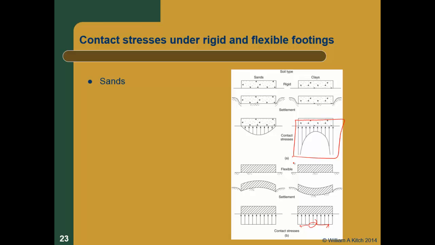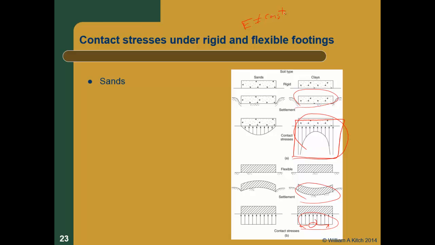Okay, so that's what happens with a clay, which is a linear elastic material. So we have a constant modulus. If we have a flexible footing, we're going to have uniform stresses and non-uniform displacements. If we have a rigid footing, we have to have uniform displacements. That's going to give us non-uniform stresses. Well, what's going on with the sands? For the sand, the issue is E is not constant.